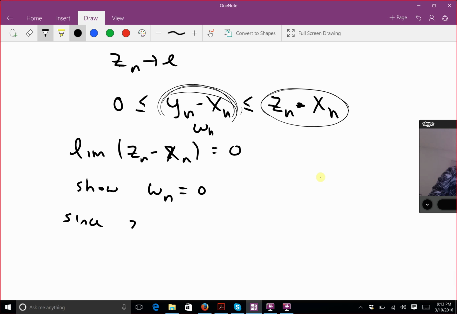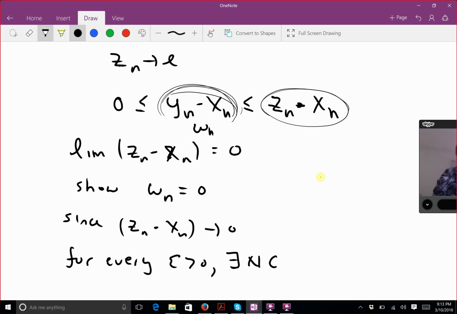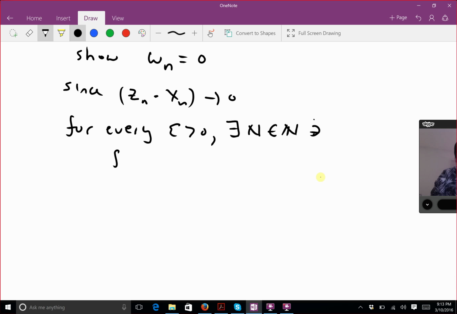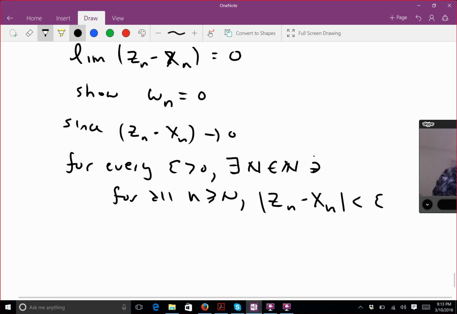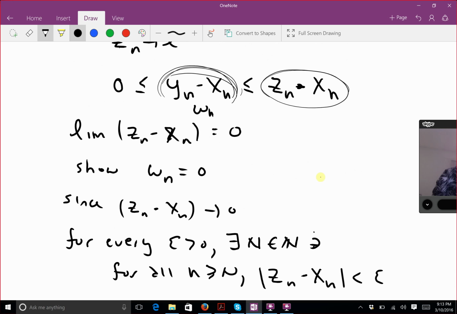Since zn minus xn converges to 0, for every epsilon greater than 0, there exists some capital N such that for all small n greater than or equal to capital N, zn minus xn is less than epsilon, right? But notice this guy is positive, and he's less than this.